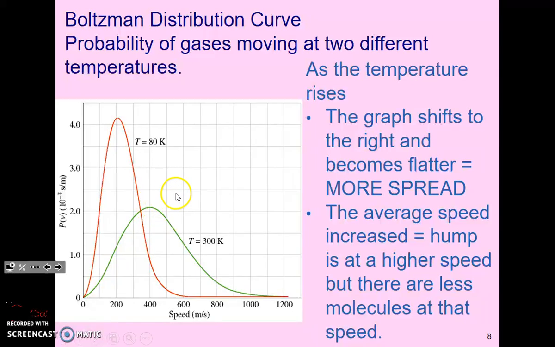So let's summarize. When a gas is at a high temperature, these graphs shift to the right. And the two things you really need to know are that gases at higher temperatures have a greater spread, so there are more possible speeds, and their average speed is higher. This graph has its hump at a higher speed than this graph.